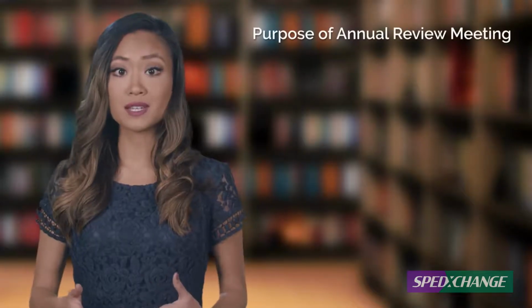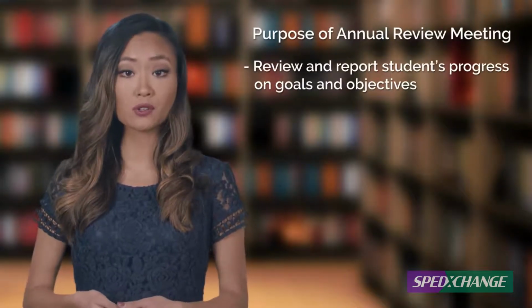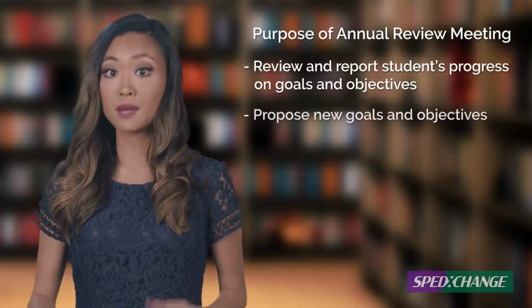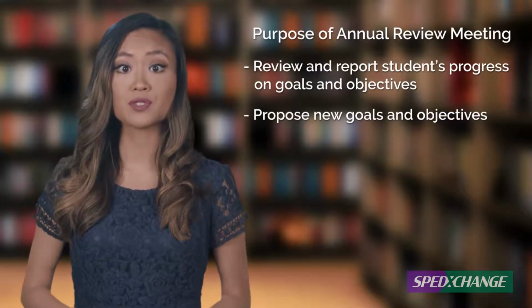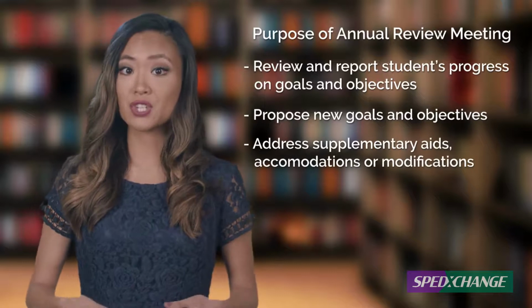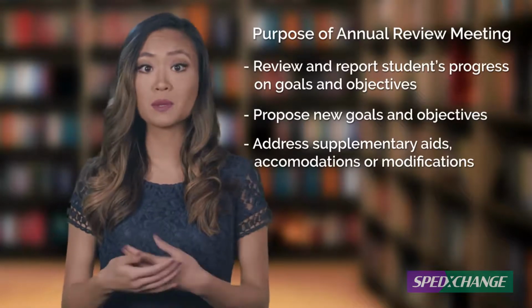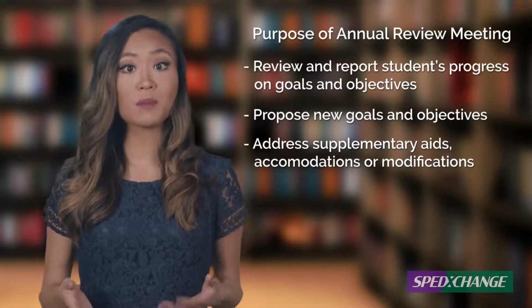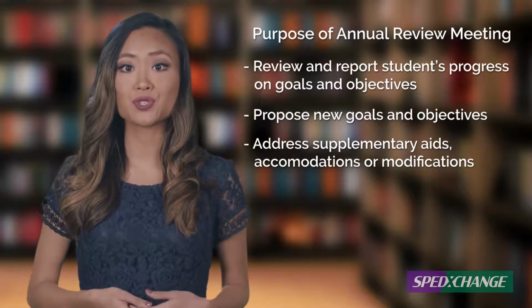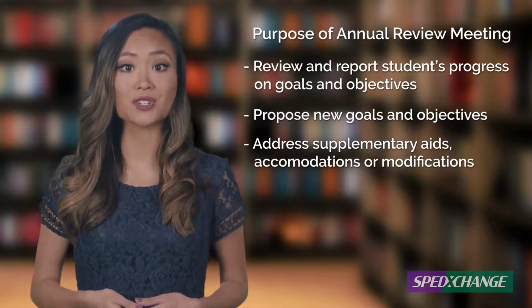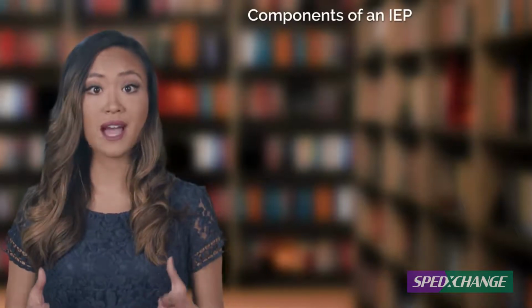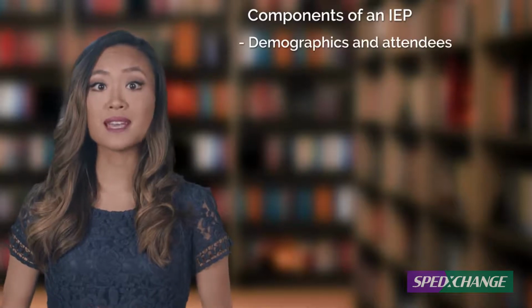The purpose of this meeting is to review and report the student's progress on goals and objectives and propose new goals and objectives that reflect the student's current abilities. Additionally, this meeting will address any supplementary aids, accommodations, or modifications that may be necessary for the student to access his or her educational environment. While every school district and special education program runs their IEP annual review meetings differently, the components of an IEP are the same. The components of an IEP are demographics and attendees.